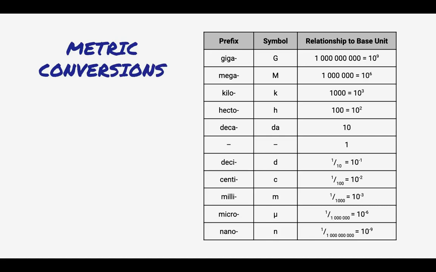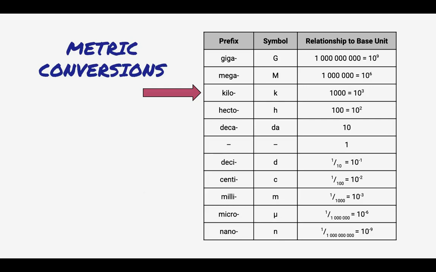As a little side note here, these are the metric conversions. And there are some of these that you really should start to get familiar with. So kilo is 1,000, right? So a kilometer is 1,000 meters, a kilogram is 1,000 grams. That's one you should be familiar with.